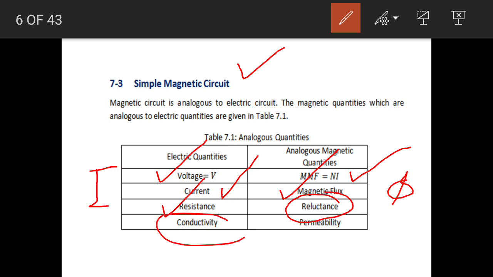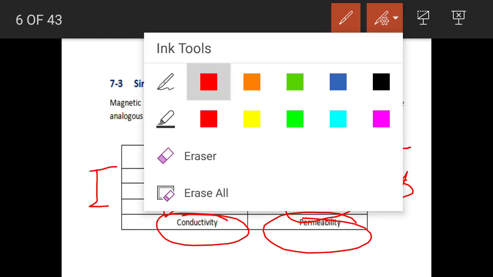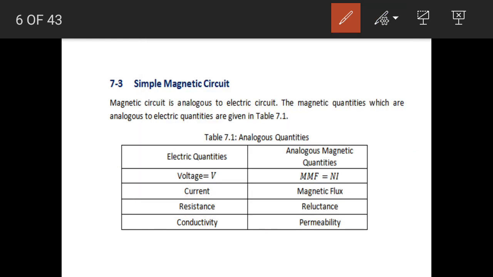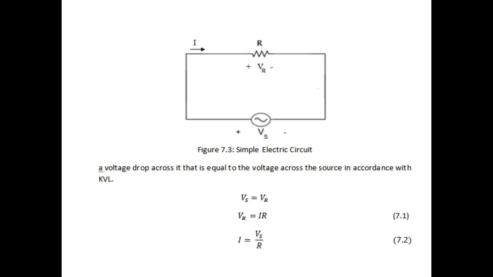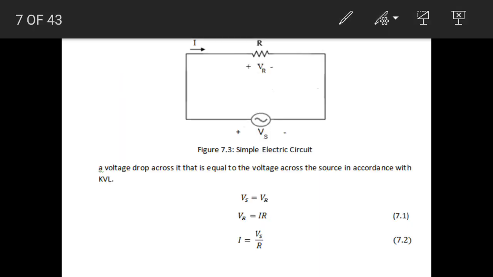Conductivity in the electrical circuit is analogous to permeability in the magnetic circuit. So let us consider a very simple electrical circuit, shown in this particular figure. This is a very simple electrical circuit.